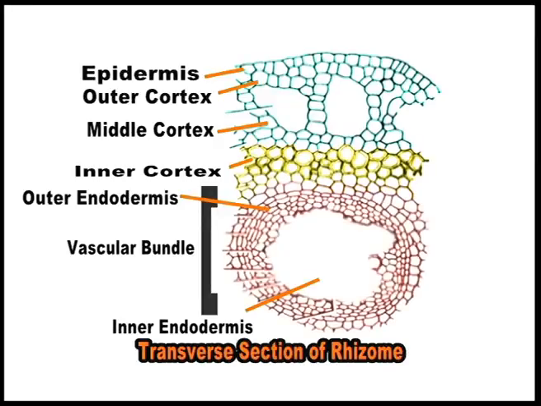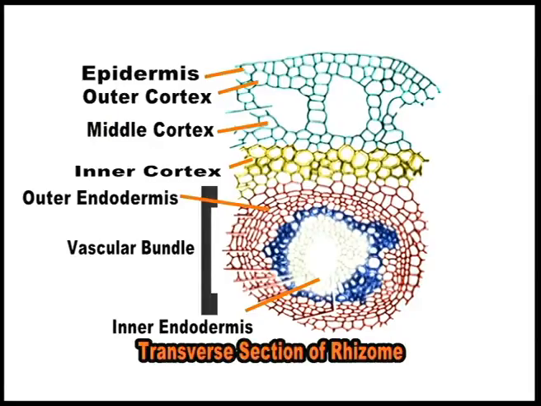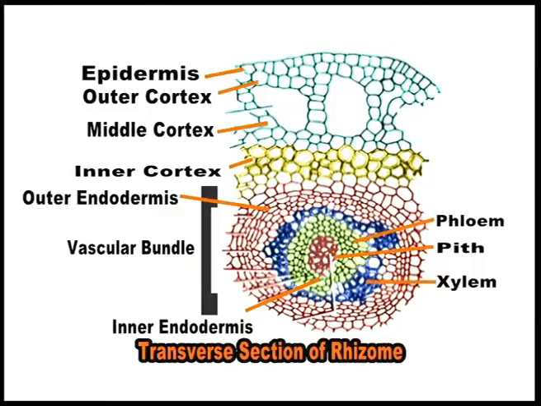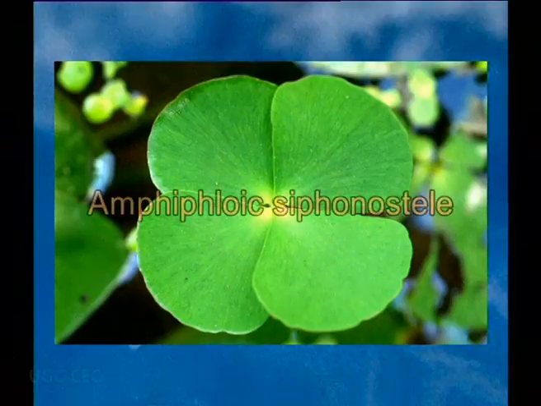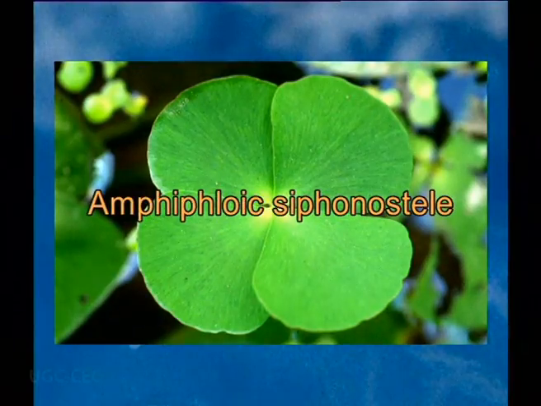Then the vascular bundle which is present in the center is a siphonostele. It is limited externally and internally by endodermis, hence called outer endodermis and inner endodermis respectively. The siphonostele in Marsilea is medullated, which means it has a pith at the center of the stem. The xylem is in the form of a ring and phloem is present on both sides of the xylem. Such a stele in which phloem is present on both sides of xylem is called amphiphloic siphonostele.